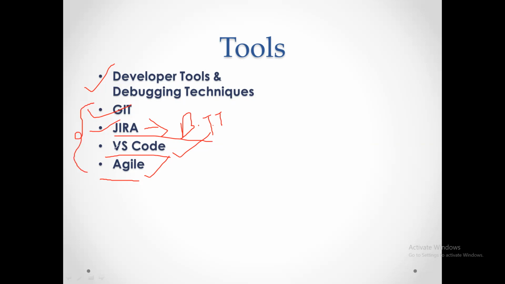For whoever requires it, I will create separate sessions, apart from the regular sessions and the 2.5 months course. These things I will teach separately: Git, Jira, Visual Studio Code. Visual Studio Code will be part of the course, and so will the Agile process. Developer tools and debugging techniques are required for everyone.